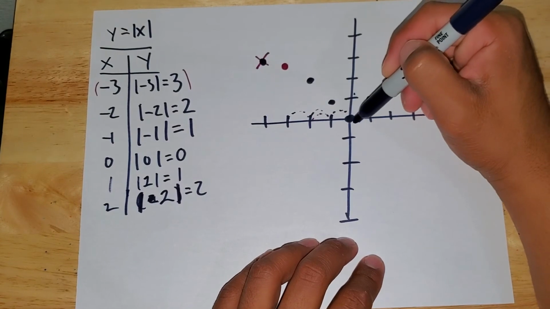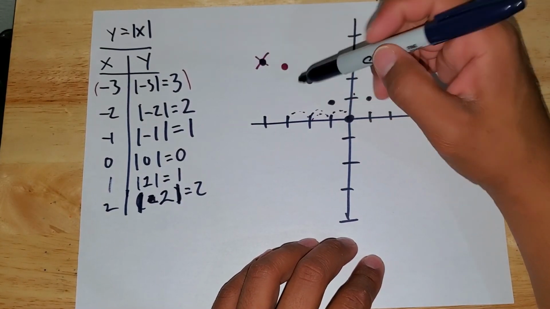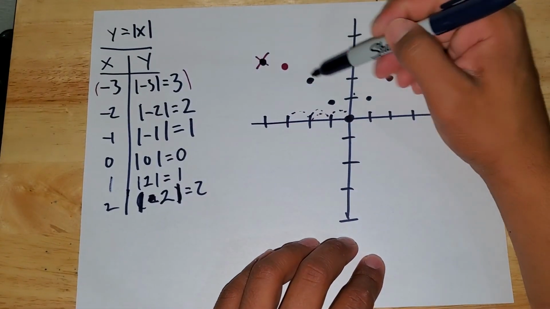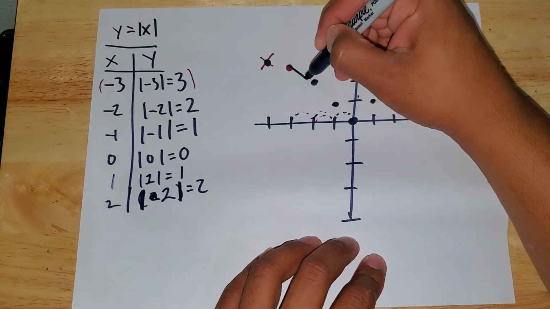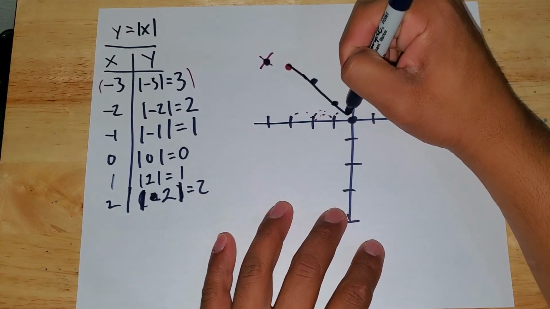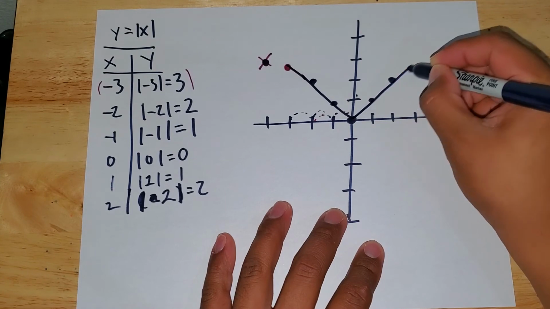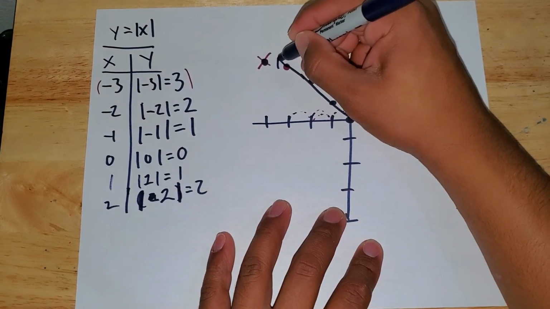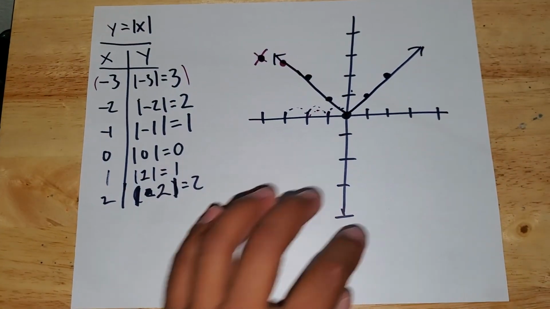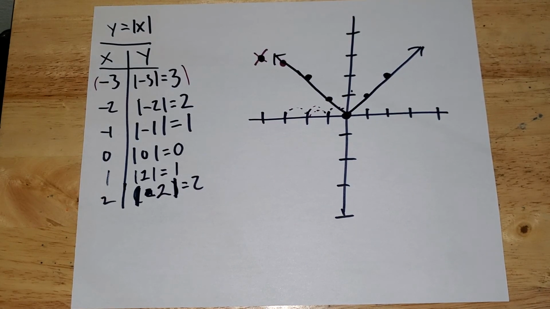And on this side, it's just going to have the negative ones, but we know that everything that comes out is positive. So this ends up making a nice, perfect V shape. That's the graph of the absolute value.